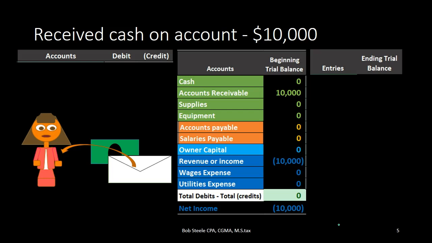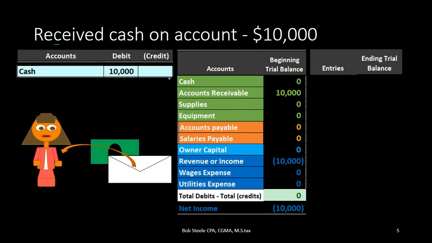First question we're going to ask: is cash affected? We're going to say yes. We're going to say received cash. Is it going up or down? Up. Keyword: received. How do we make something go up? We do the same thing to it as its normal balance, which in this case would be a debit to an asset account, which has a debit normal balance, increasing cash.